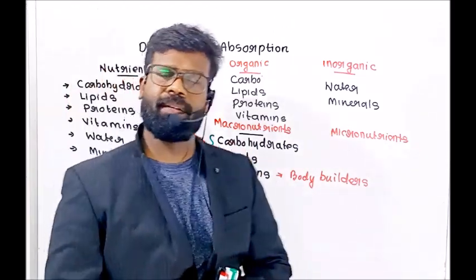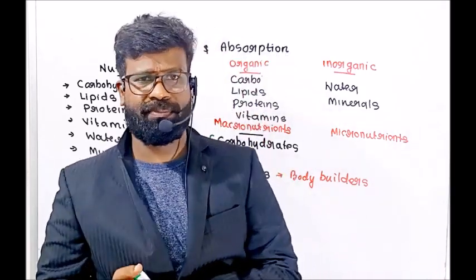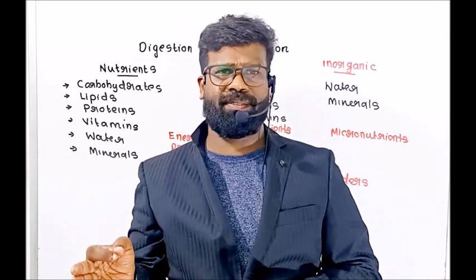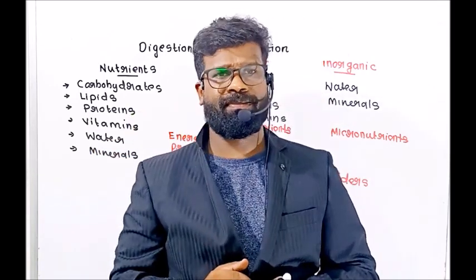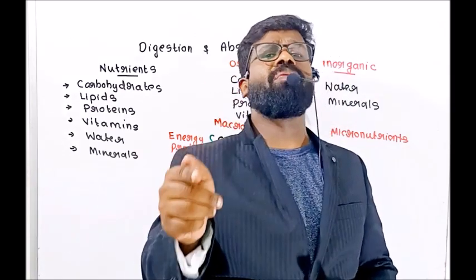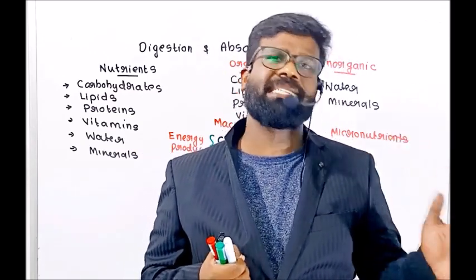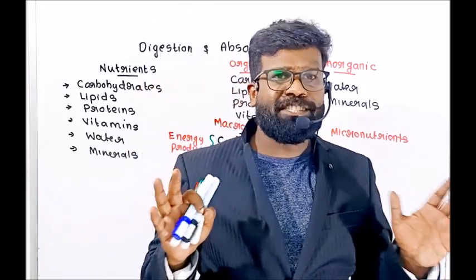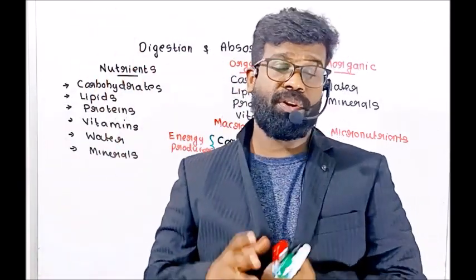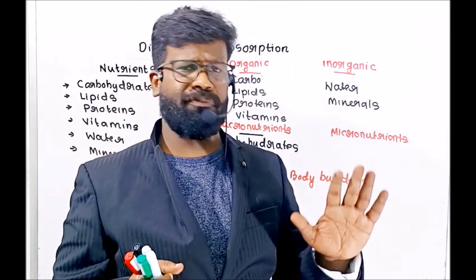Now the preference of the body for the nutrients: our body first prefers carbohydrates for energy production, then lipids. If both carbohydrates and lipids are deficient in our body, only then does our body use proteins for energy production. So proteins are of least concern for energy production, because only in extreme starving conditions, or a long fast, does the body prefer protein for energy.